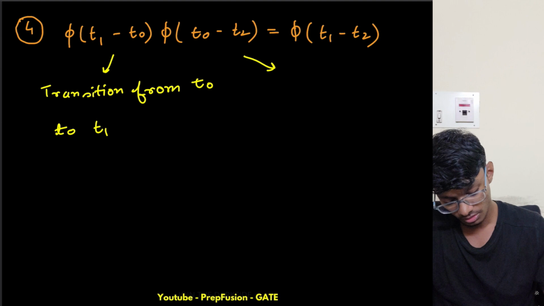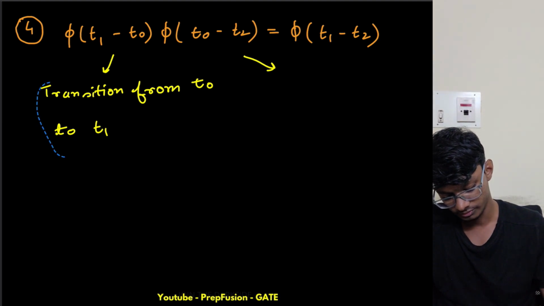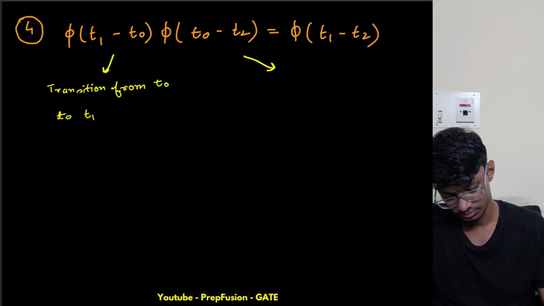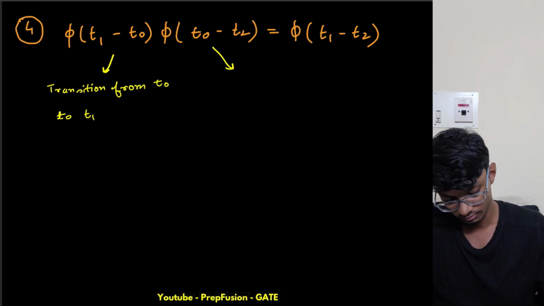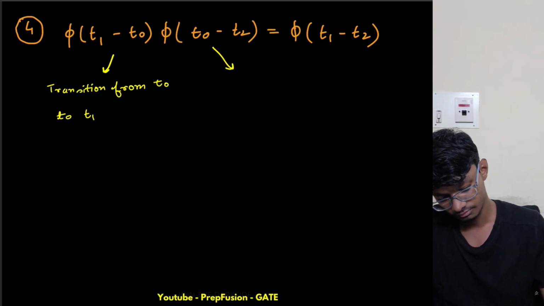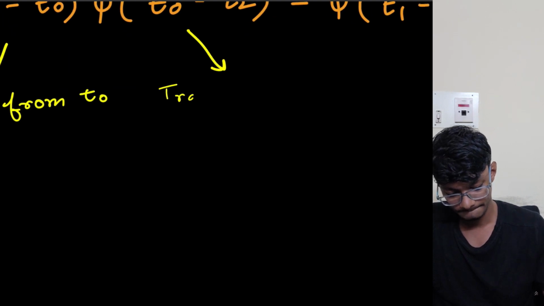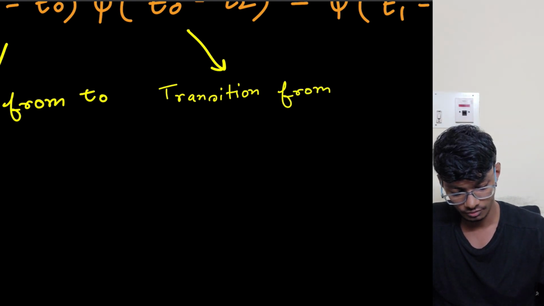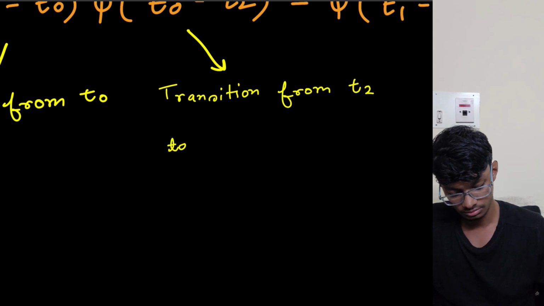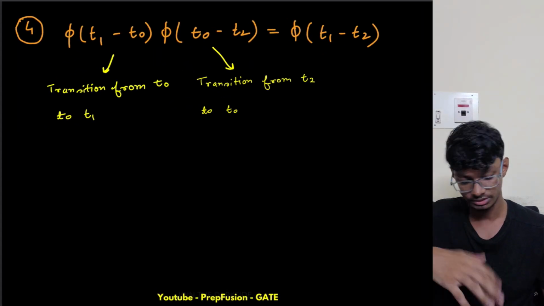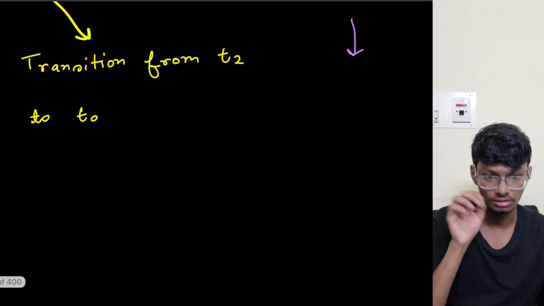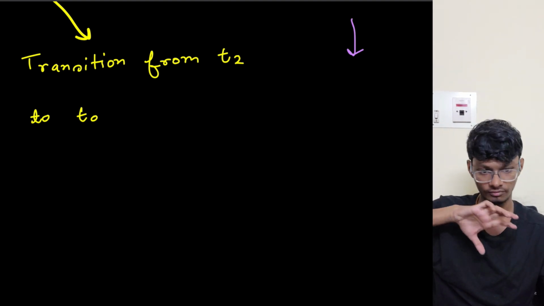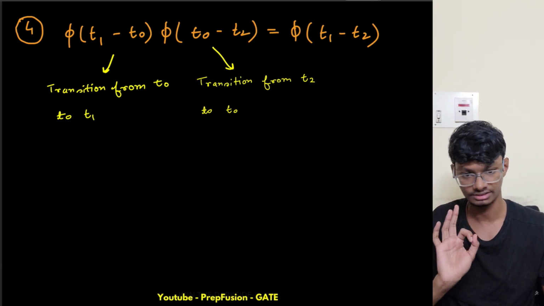Let me write this a bit smaller, because I won't have space for writing the third one. Transition from t2 to t0. So this time it's a different transition. And what does this transition mean? This is the direct transition, directly from t1 to t2. This one is basically the result, so I won't write it.